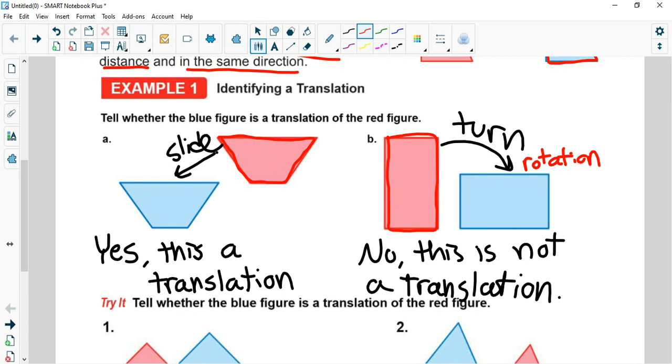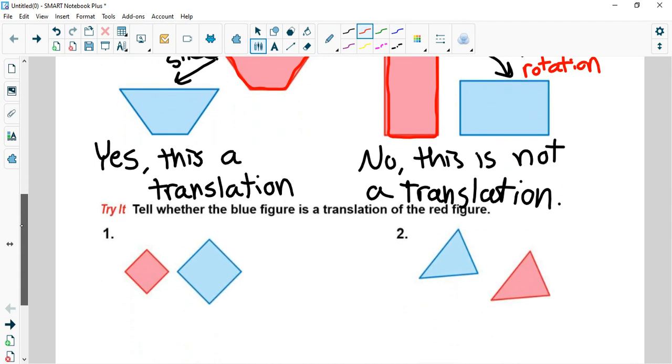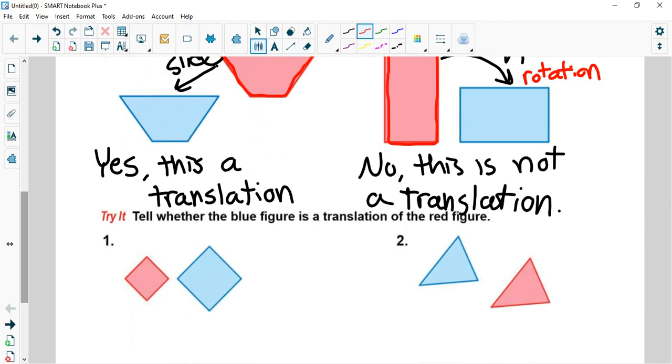Using these two as an example, what I would like you to do is there are two more transformations below. You're going to decide whether or not they are a translation and state why. You'll pause the video and then start it back up to check your answers. Pause the video in 3, 2, 1.